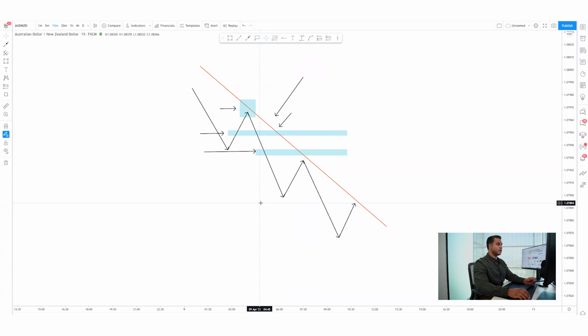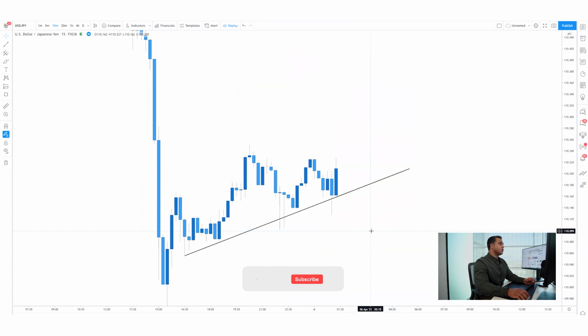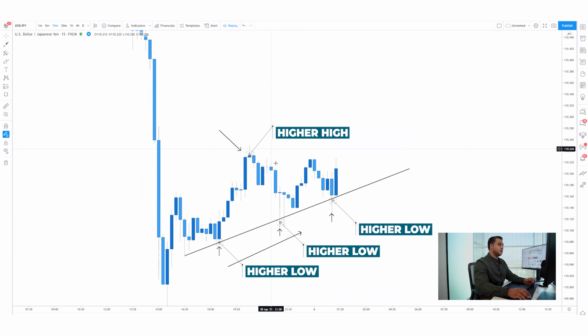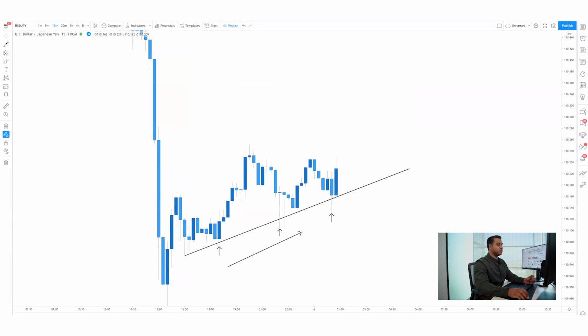Let's move on to example number 1. Taking a look at USDJPY in the 15-minute time frame, we can clearly see that the trend of the market is pushing up. Price is making higher lows, higher lows, higher lows, and so on and so forth, and making higher highs. If we look at this structure from a 12-year-old's perspective, we can clearly see price is pushing up.